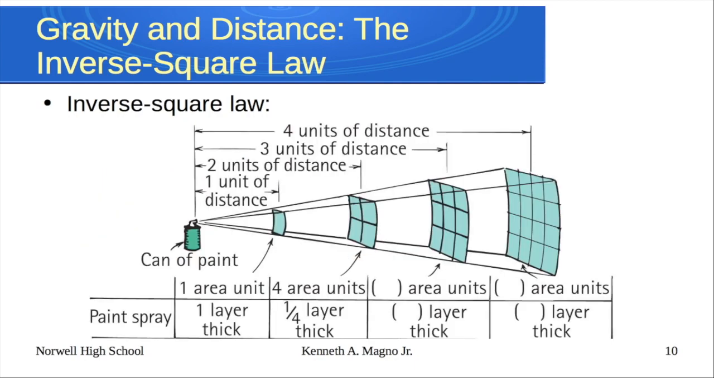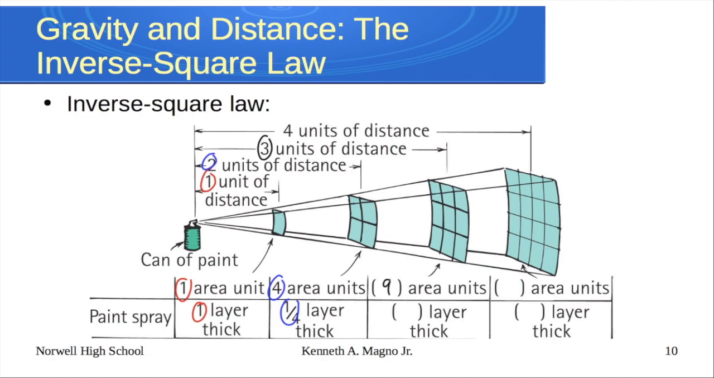Gravity has a certain amount of intensity. Let's think of it in terms of paint. So I spray paint from a distance of 1 unit away. I get an area of 1, and I'd have a thickness of 1 layer of paint. I go out to 2 now. Well, 2 squared is 4 areas, so 1 over 4, I'd have a fourth of a layer thick. If I go out to 3, 3 times 3 would give me 1, 2, 3, 4, 5.